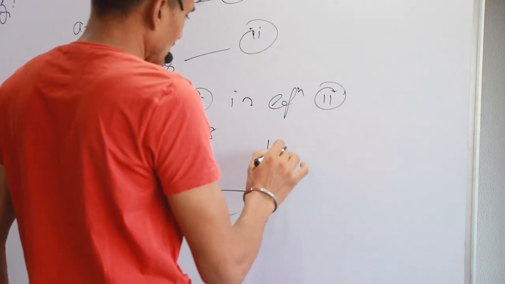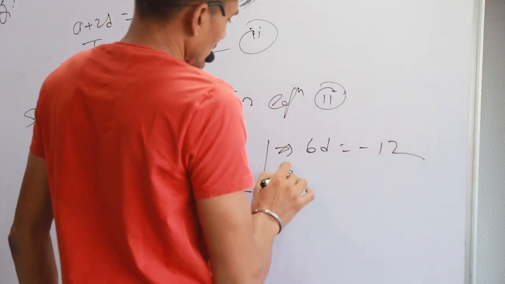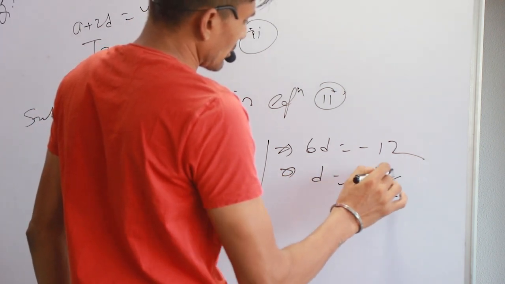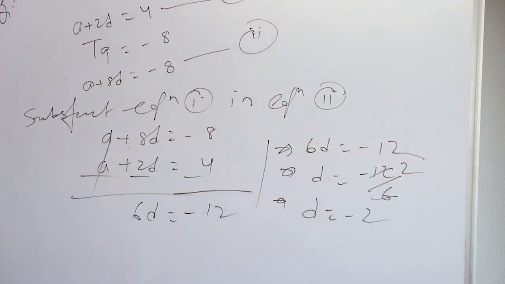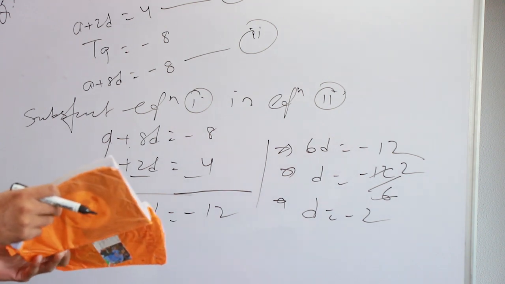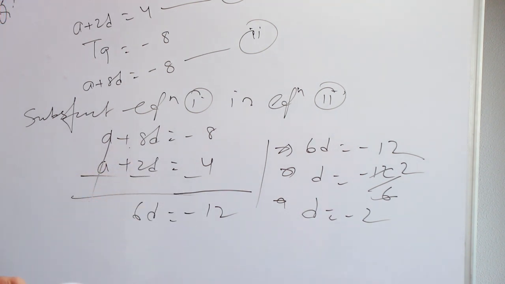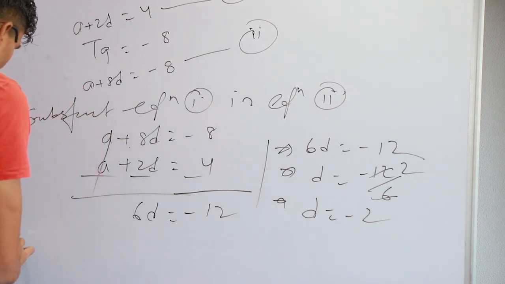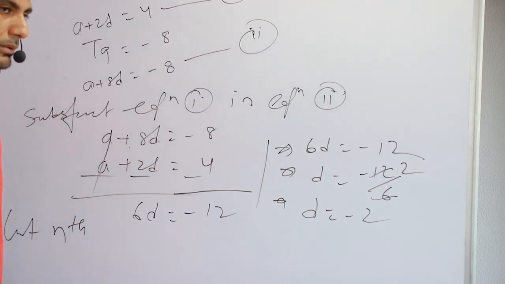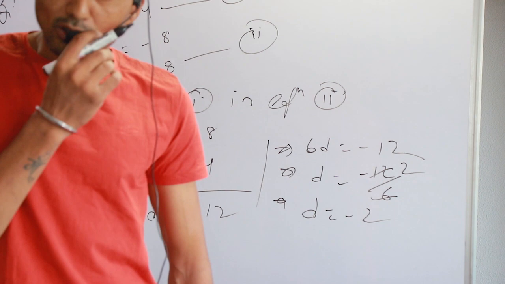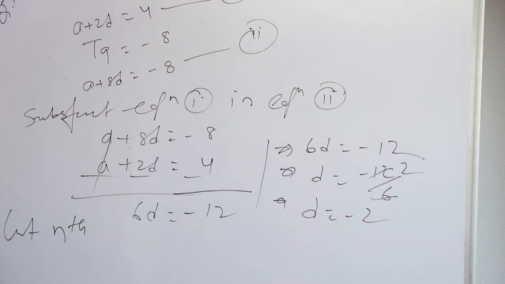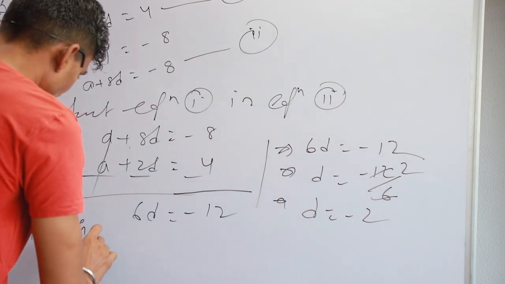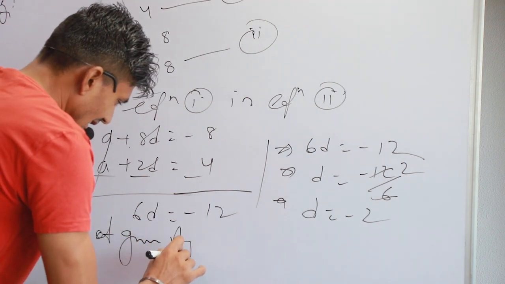Now we have 6D equal to minus 12. So D equal to minus 12 by 6, that is equal to minus 2. D equal to minus 2. Now next, what are they asking in the question? Which term of the AP is 0? Let us assume the nth term, because we don't know which term of the AP is 0, due to that we are assuming the nth term of the AP is 0. हमें मालूम नहीं है कौन सा AP का कौन सा term 0 है, so assume करते हैं nth term of AP is 0. So nth term of the given AP is 0.